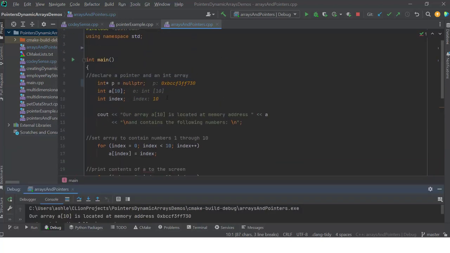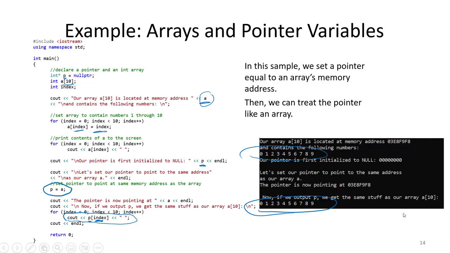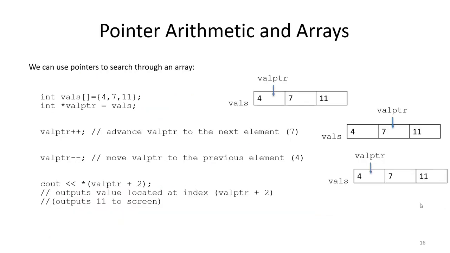You can imagine if you're trying to design some very complex data structures that use arrays, being able to use pointers to search through your array can be really powerful. So key takeaway here, if we set a pointer to point at the same memory address where the name of our array points, we can treat that pointer like an array, and we can access all the data inside of our array. So we mentioned that there were some interesting tricks and tools that we could use to actually search through an array using pointers.